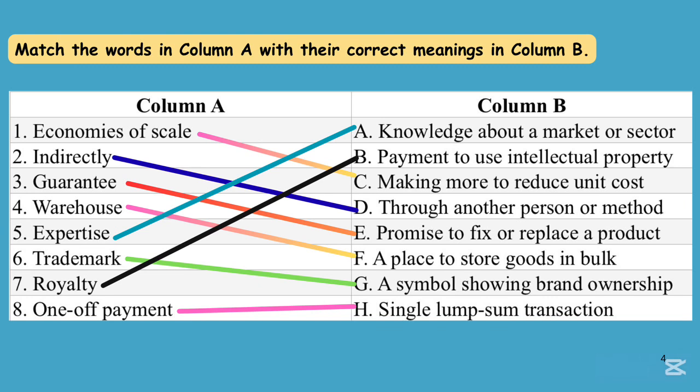2. Indirectly. Indirectly means through another person or method. The correct pair is 2 with D. 3. Guarantee. Guarantee is a promise to fix or replace a product. The correct match is 3 with E.